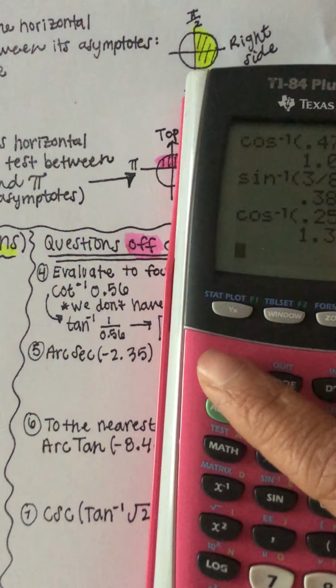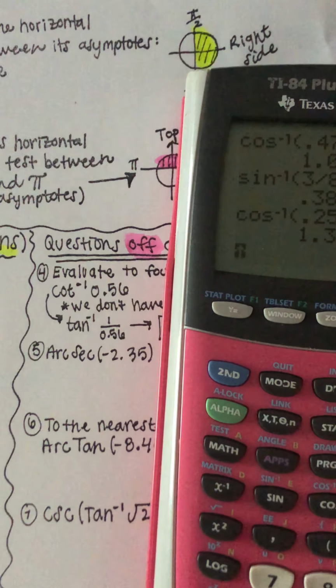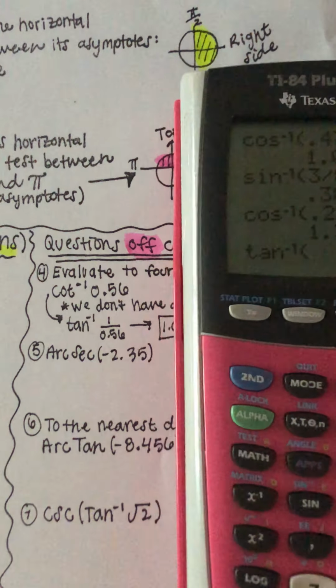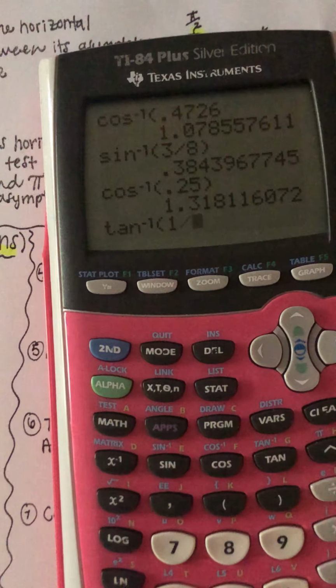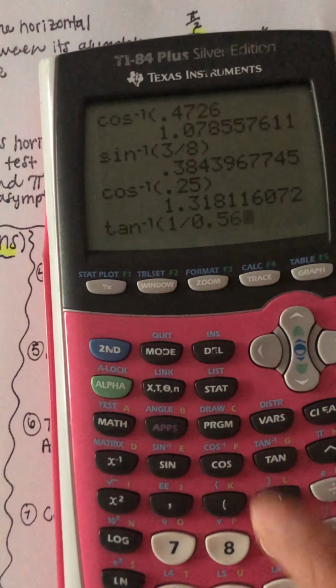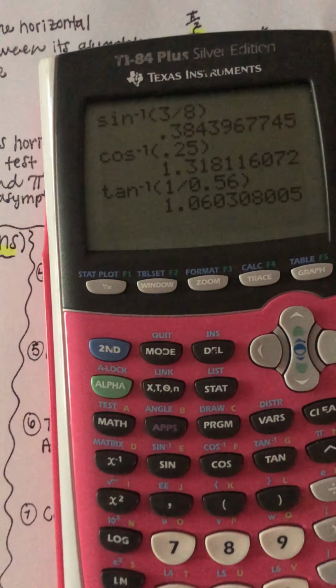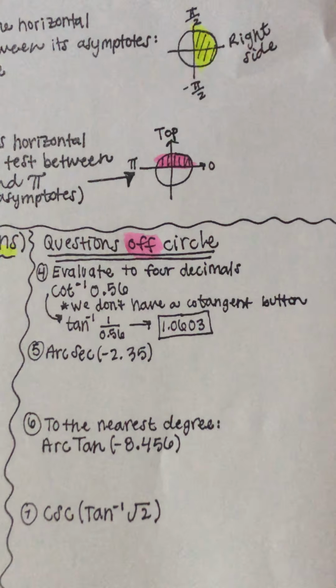And so let's check. I should still be in radians because I haven't changed it since the last lesson. So tangent inverse of 1 divided by 0.56. 1.0603. So that checks out.